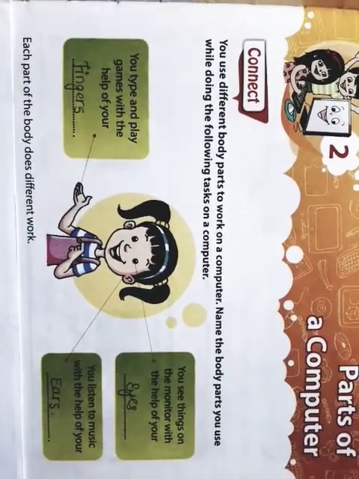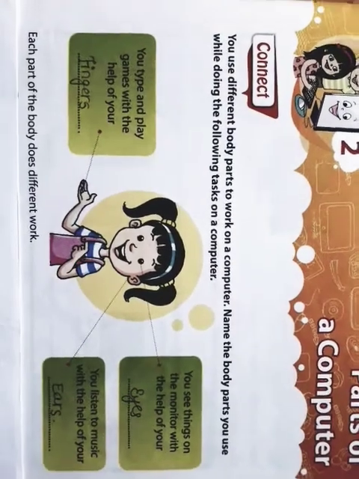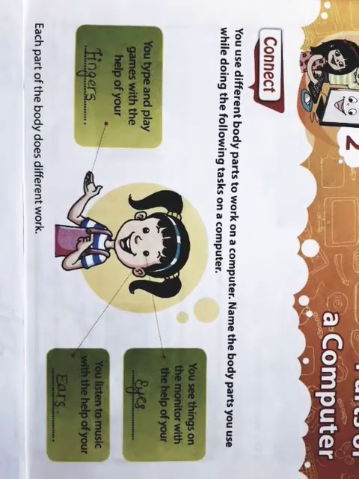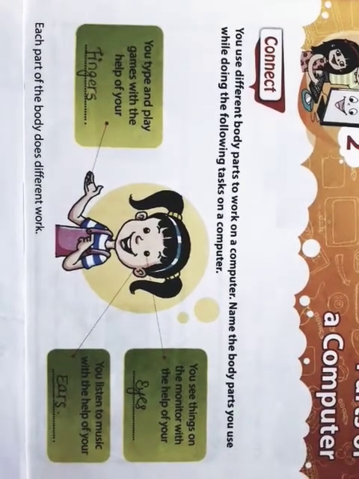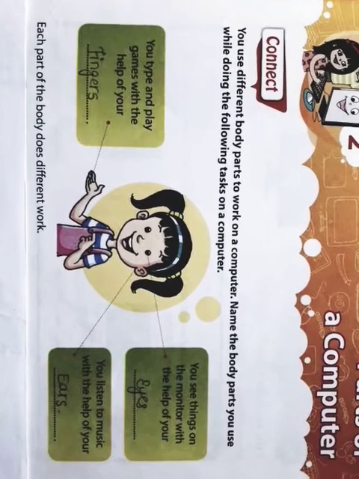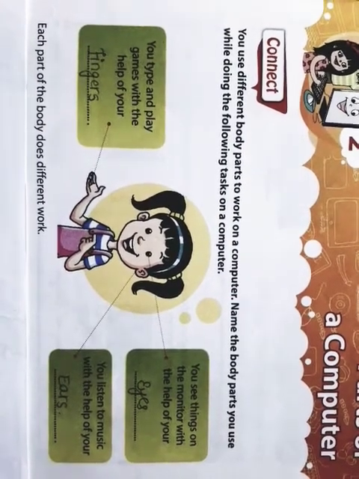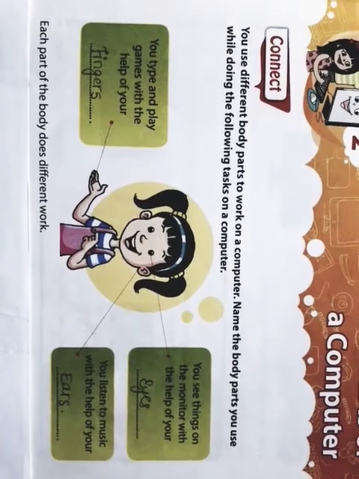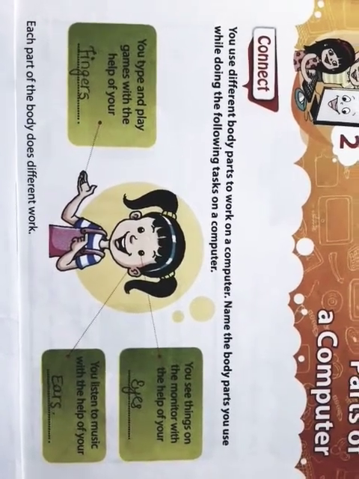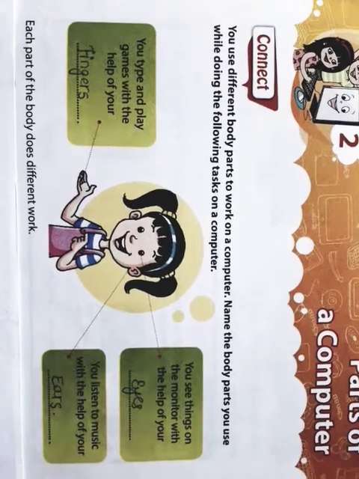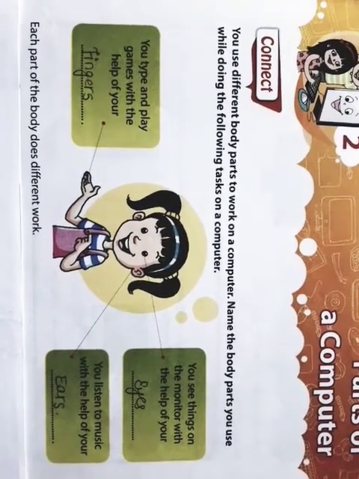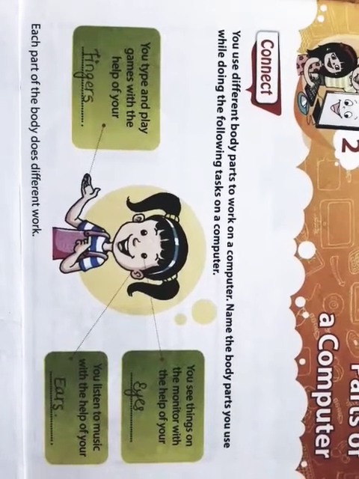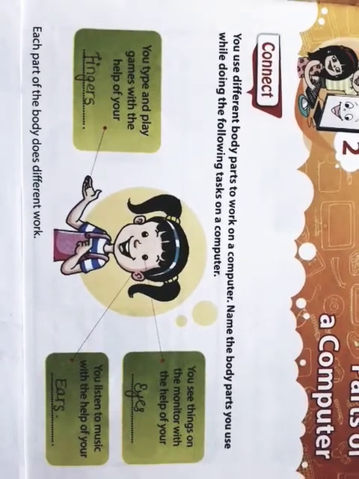Okay? Now, let me read the first question at the top. It is there at the right side. You see things on the monitor with the help of your eyes. Correct? For watching anything, for seeing anything, we use eyes. So, answer is eyes. You listen to music with the help of your ears.